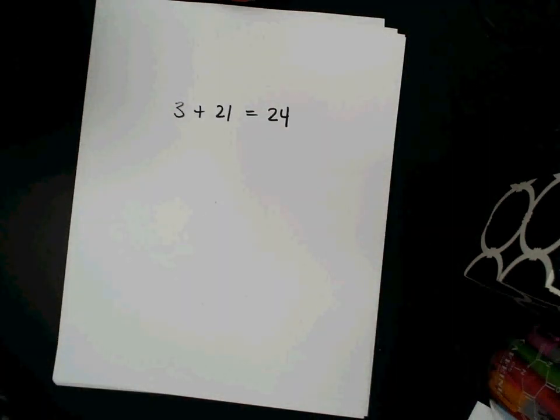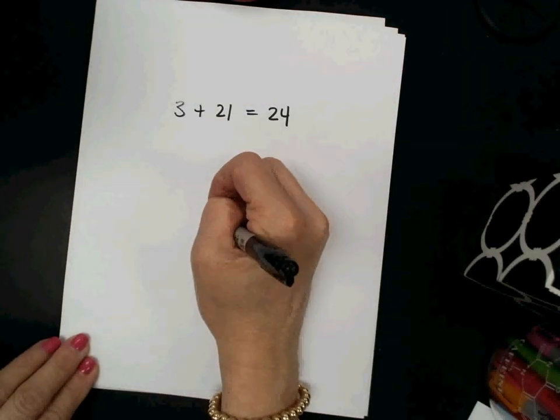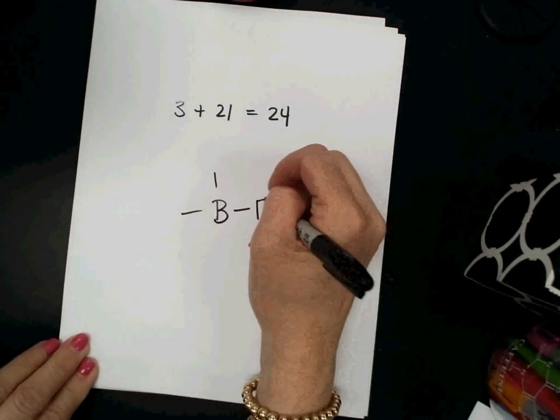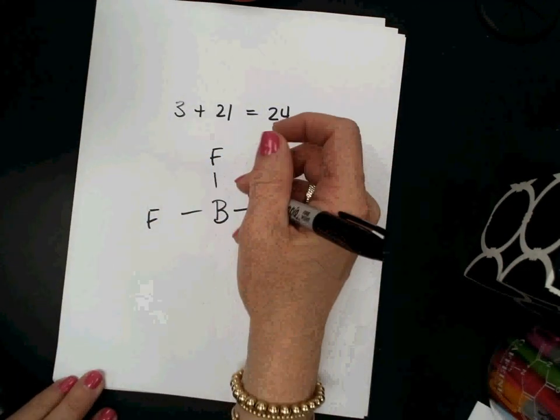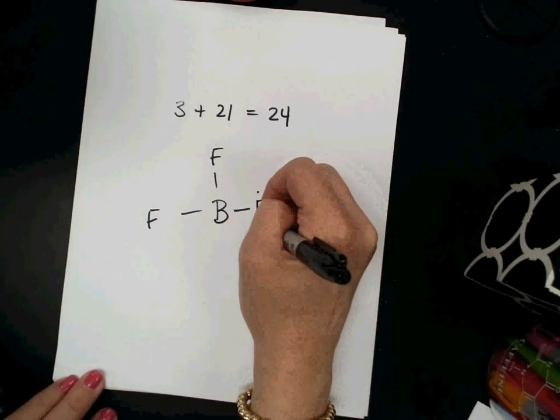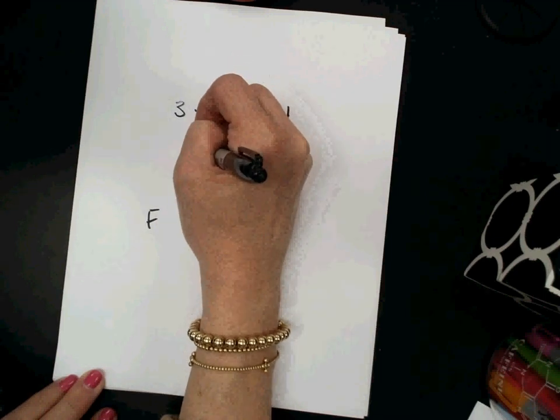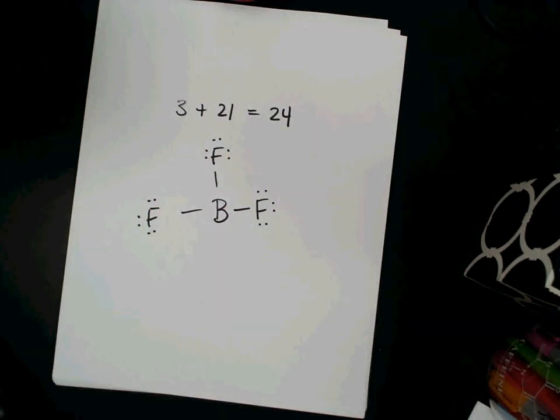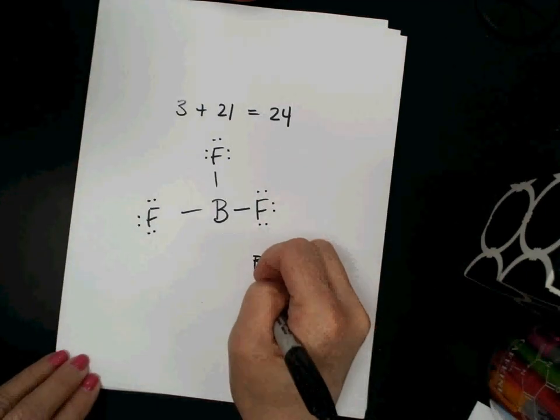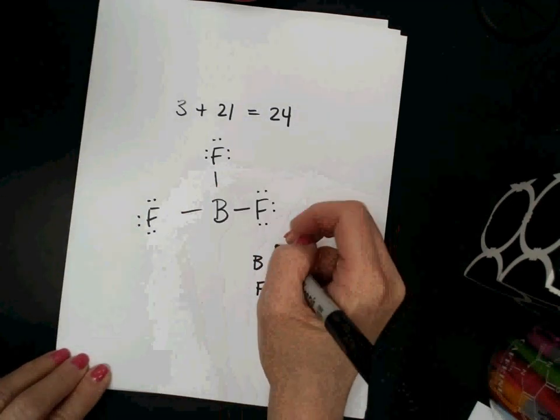All right, so we have 3 plus 21, which should be 24. That is correct. If you had 24, that's what you should have. So I'm still going to do the same thing. Boron in the middle, FFF. So I've used 2, 4, 6, 8, 10, 12, 14, 16, 18, 20, 22, 24. I'm out. Does boron have an octet?